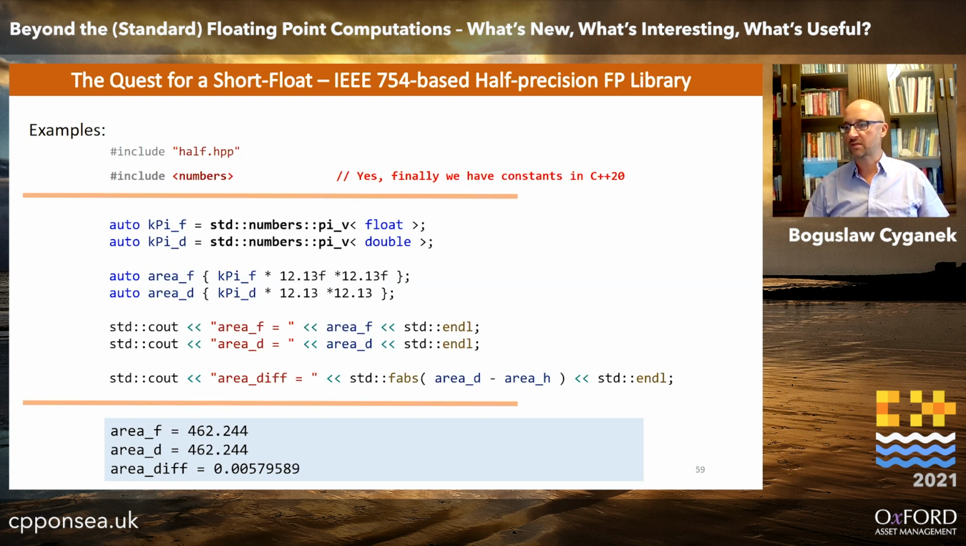But for half, it is 0.006, let's say, rounding error. So is it big or small? Well, it depends. But the thing is, we need to control precision and dynamics all the time. So this is the takeaway from this talk. We need to control precision and dynamics, whatever we are using.